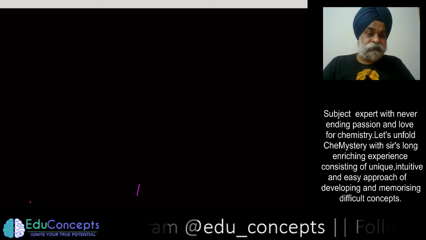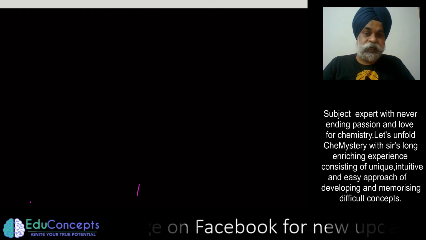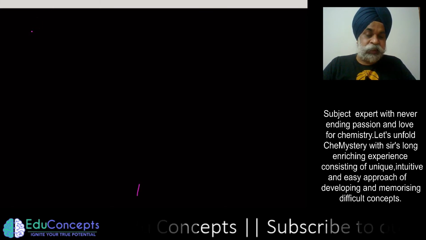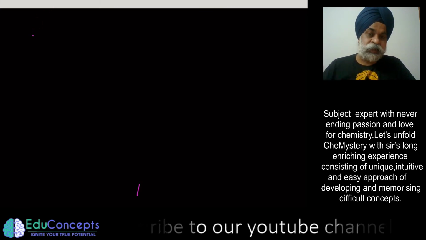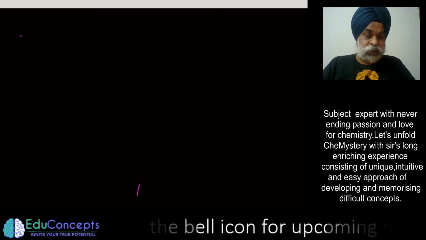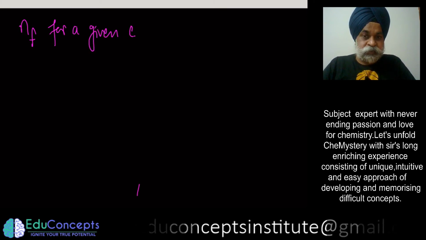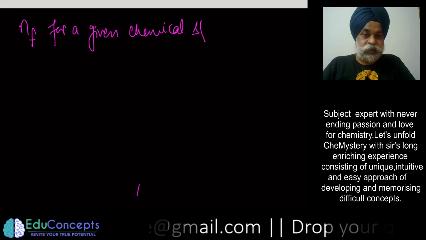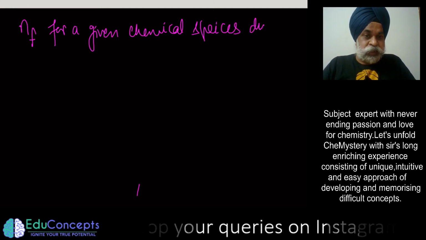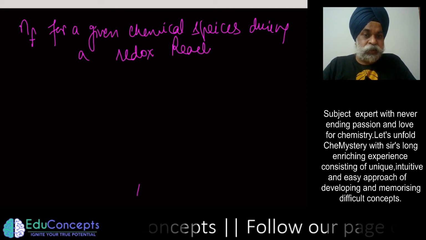I hope you have gone through the last video in detail, where we discussed that if you want to find out the N factor of a given substance, you first have to have an idea whether that compound is acting as an acid, base, oxidizing agent, reducing agent, and so on. So in today's video, we shall be discussing first the N factor for a given chemical species during a redox reaction.